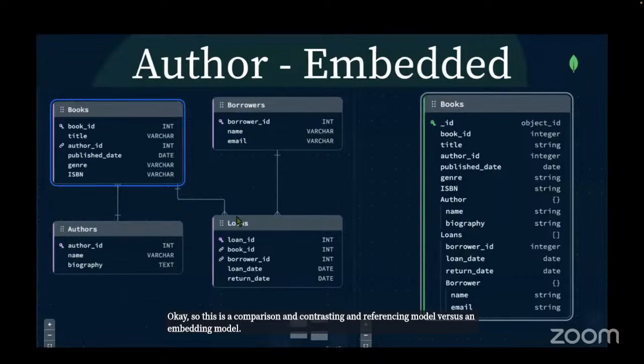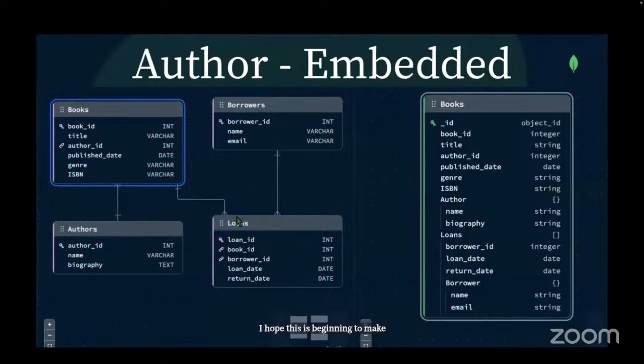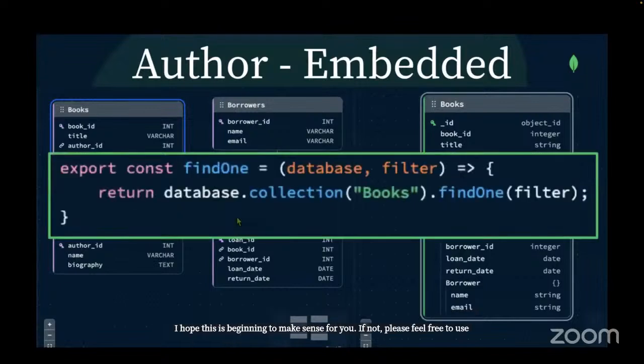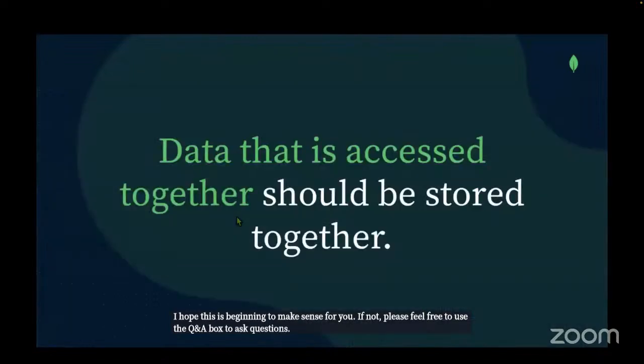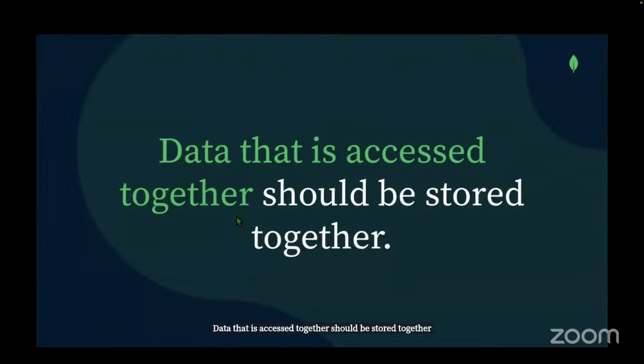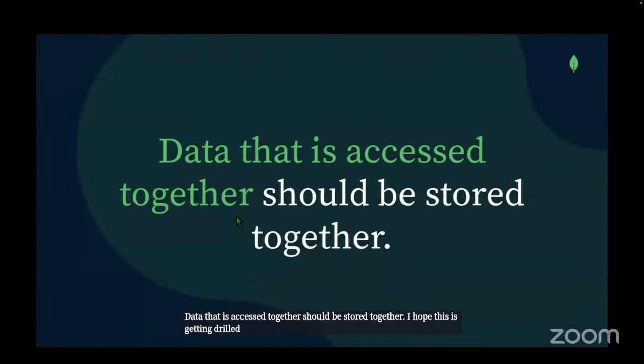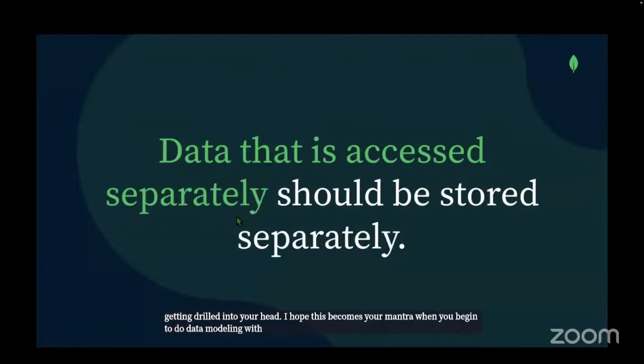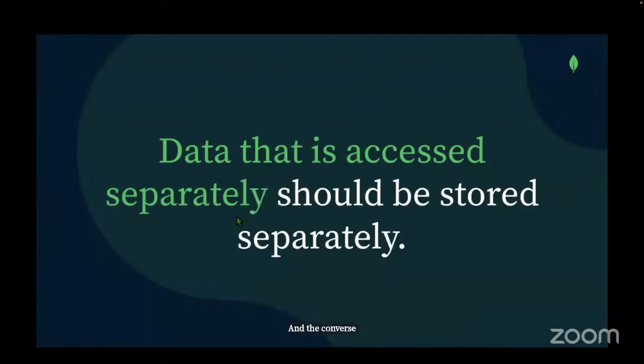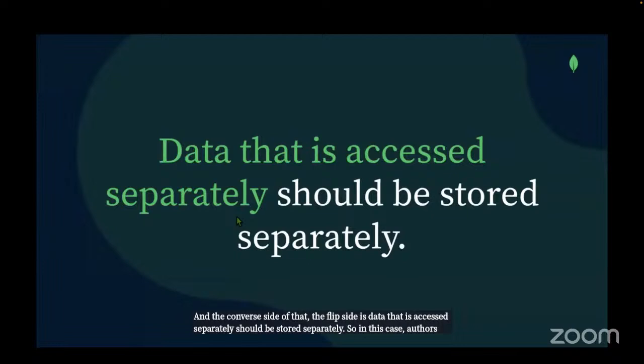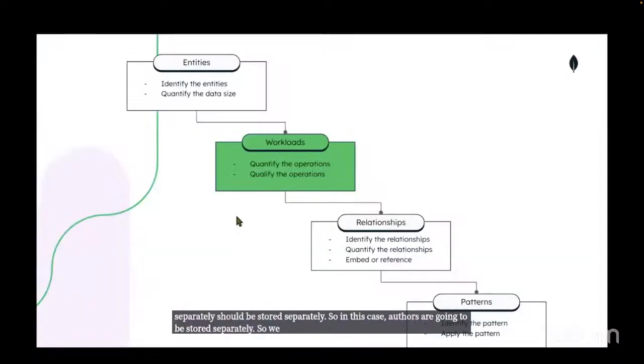I hope this is beginning to make sense for you. If not, please feel free to use the Q&A box to ask questions. Data that is accessed together should be stored together. I hope this is getting drilled into your head. I hope this becomes your mantra when you begin to do data modeling with MongoDB. And the converse side of that, the flip side, is data that is accessed separately should be stored separately. So in this case, authors are going to be stored separately. So we'll need to join that data.